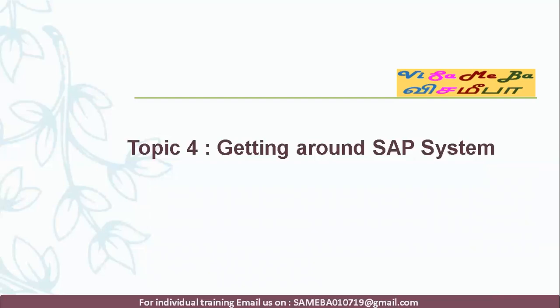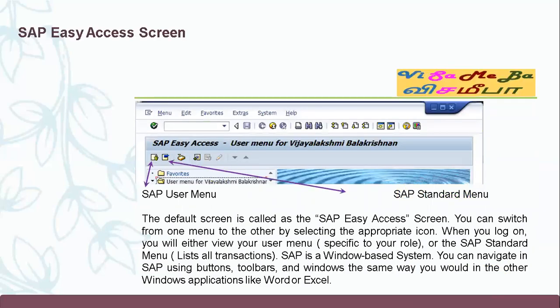So, getting around SAP. By default, it takes you to the SAP user menu. If you see the icon, the first icon would be SAP user menu, and the next icon is your SAP standard menu. SAP user menu is what you have authorization to perform, whereas SAP standard menu lists all the transactions available in SAP, for some of which you might not have the authorization to perform.